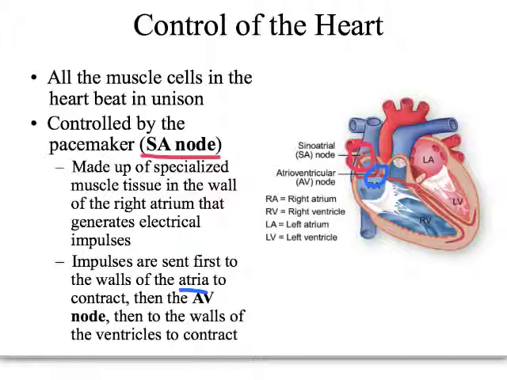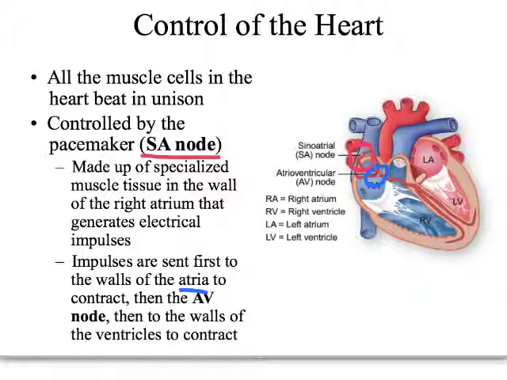Okay, that's kind of like a little bypass. It gives a little bit of time for the atria to contract and the blood to fill up the ventricles before the ventricles contract. Because if the ventricles contract too soon, then not all the blood from the atria will be pumped to where it needs to go. So the AV node is kind of a little holding point for the signal.